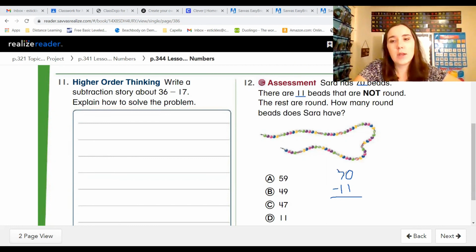If I regroup, I know that I'm not going to have 7 tens anymore. I would have 6. And then if I had 0 ones, now I'm going to have 10 because I took 1 10 and I regrouped it into 10 ones. Now I can do my subtraction. 10 minus 1 equals 9, and 6 minus 1 equals 5. So my difference, my answer is 59. 59 of the beads are round.